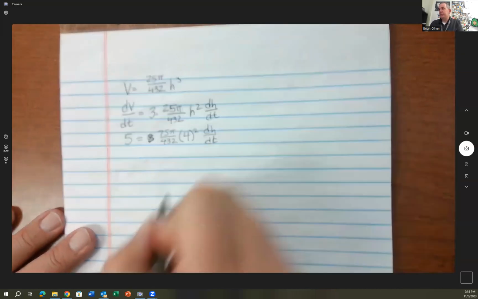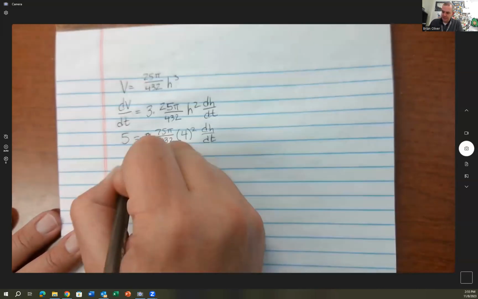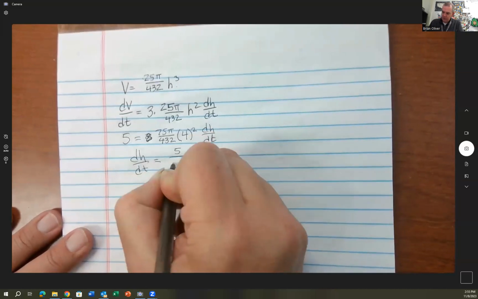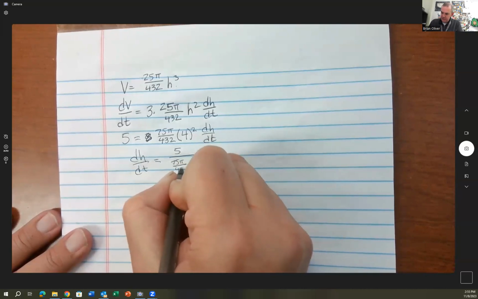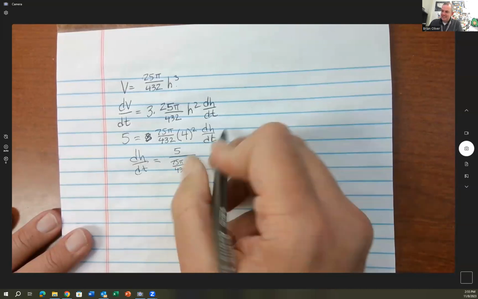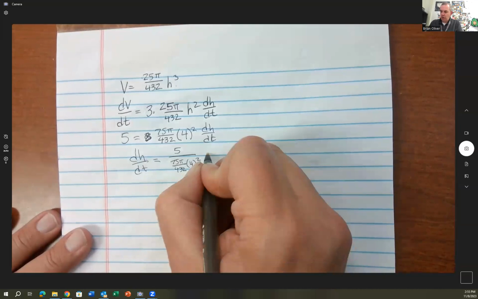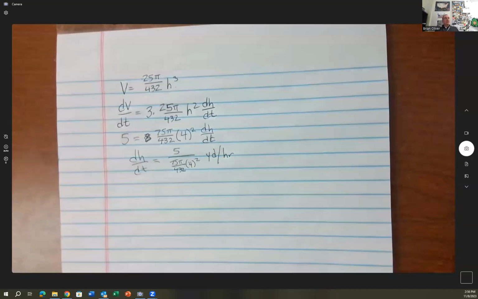I want to get the dh/dt by itself, so I'm going to divide by this monstrosity of a function. So that's going to tell me that dh/dt is going to equal 5 over 75 pi over 432 times 4 squared. And that's going to give me a number, and that number is going to be yards per hour. And that's how I'd leave that answer.